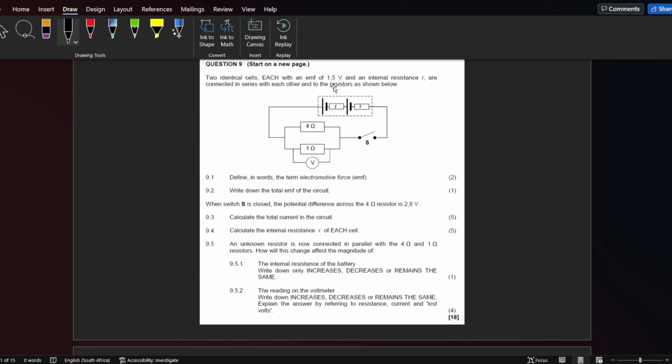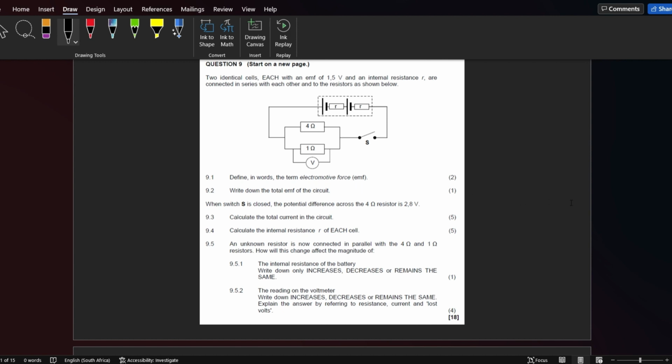So they give us the circuit diagram. We have two resistors in parallel, we have two batteries or two cells in series, each with their own internal resistance, and we have a switch as well as a voltmeter. The first question asks, define in words the term electromotive force or EMF.